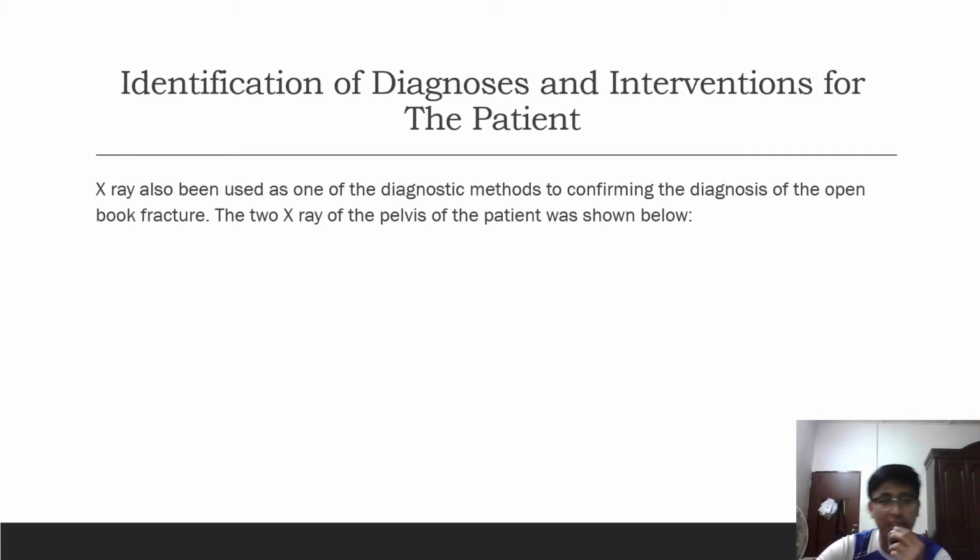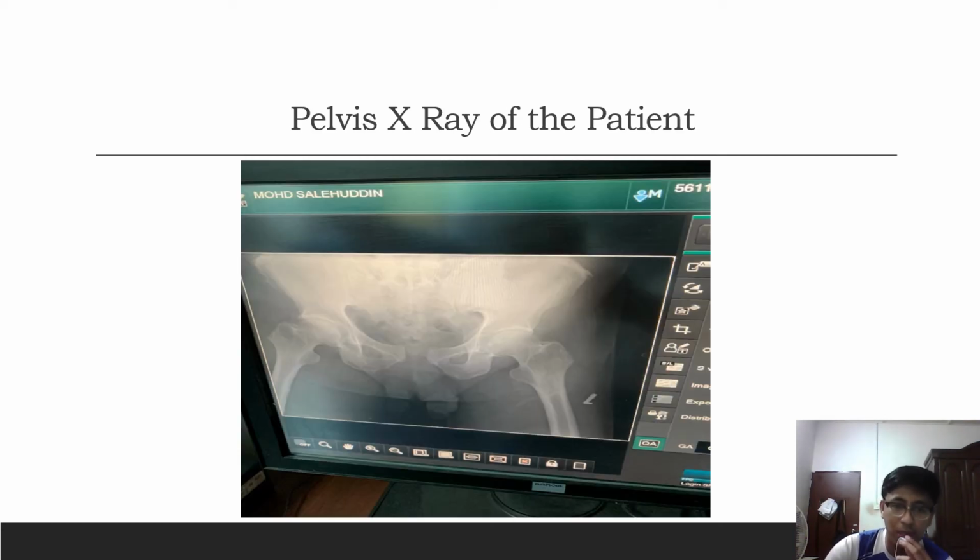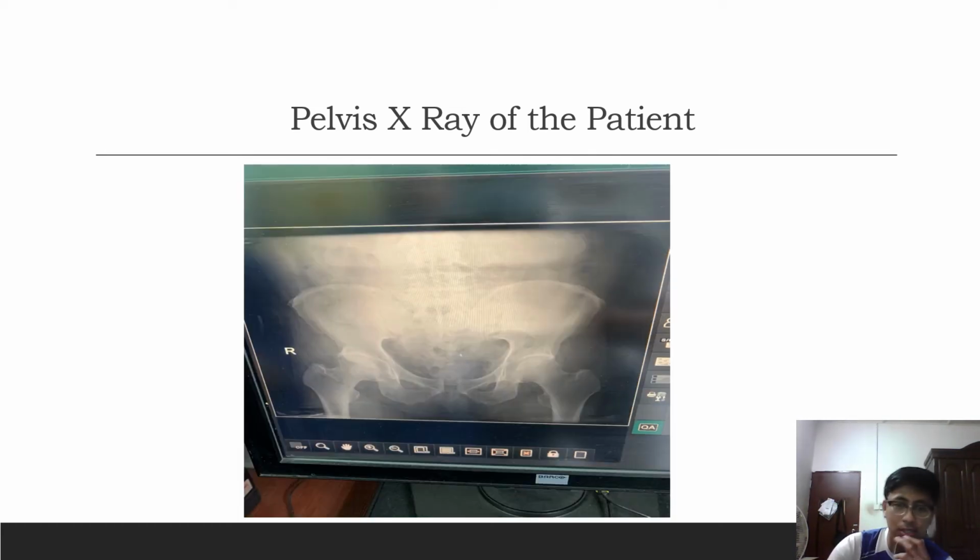Next, X-ray has also been used as one of the diagnostic methods to confirm the diagnosis of the open book fracture. The two X-rays of the pelvis of the patient are shown below. This is the first one, pelvis X-ray of the patient in AP. This is the second one, pelvis X-ray of the patient in AP.